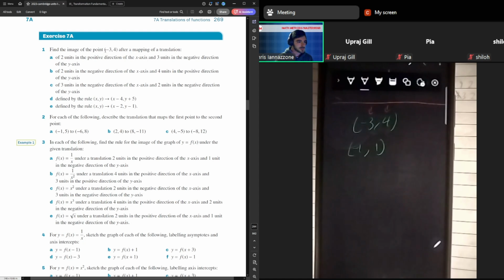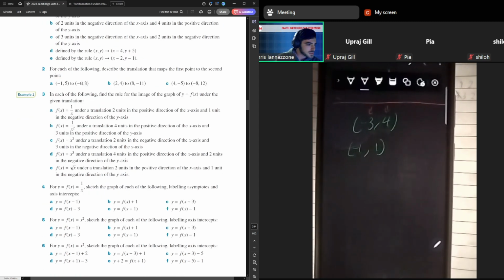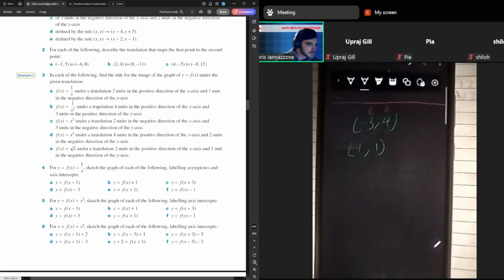So basically, for everyone else, whatever your x value is initially, in this case it was -3, you do a subtraction of 4. Whatever your y value was initially, you add 5 to it. That's all that's saying. Okay, that's that. This is going to be simple.